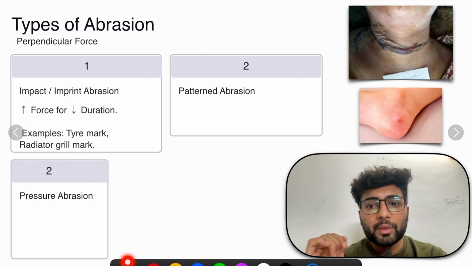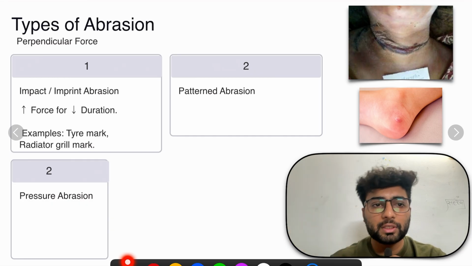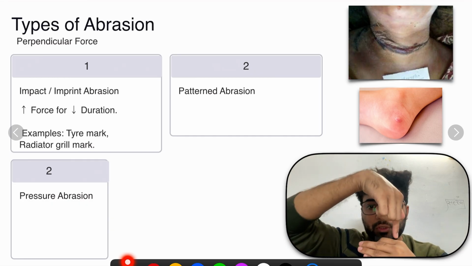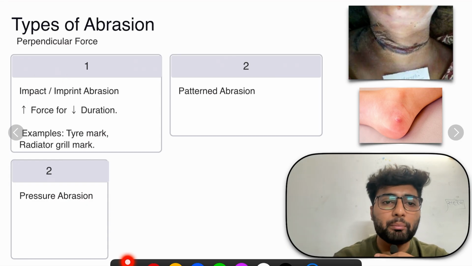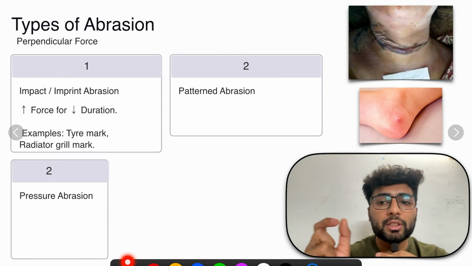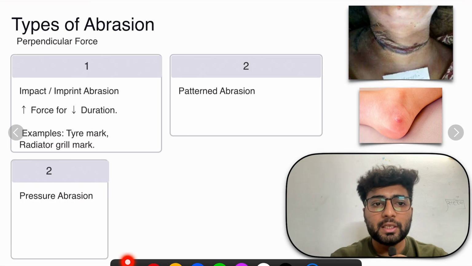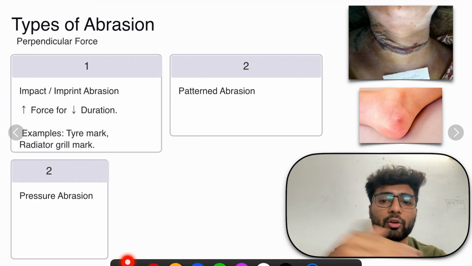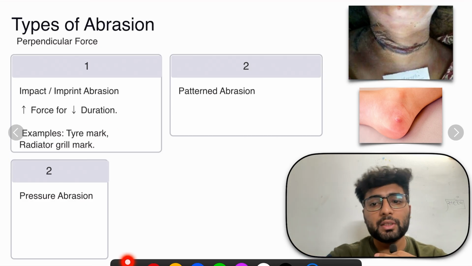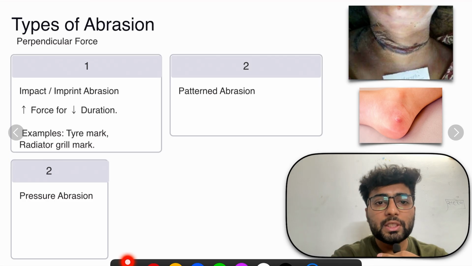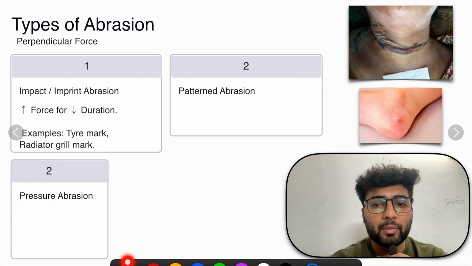Now, types of abrasion based on perpendicular force. Those were based on the tangential force. This is the perpendicular force on the skin, right? First one is impact abrasion. See, impact means higher force, but the duration is less. Let's say there is a tire mark or there is a run over injury. The car has run over a victim, so we'll see tire marks over the victim area. So the force is very high, but the duration is less. Another example is a radiator grill mark.